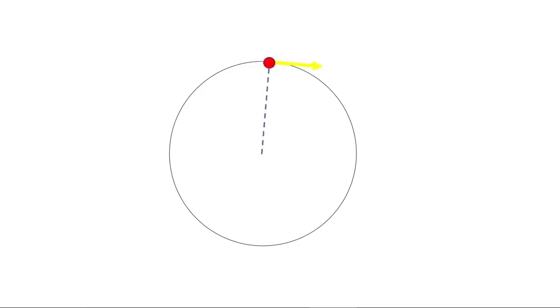The mass always wants to go in this direction, but is held in place on its circular path. So the mass will be accelerating at a constant rate towards the center at all times. This is called centripetal acceleration.